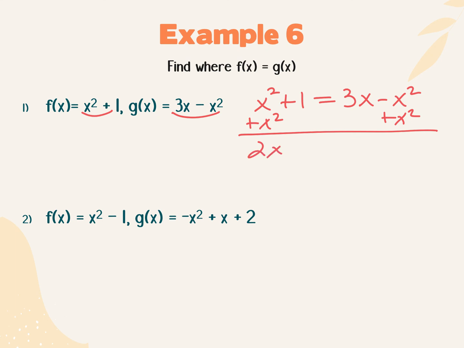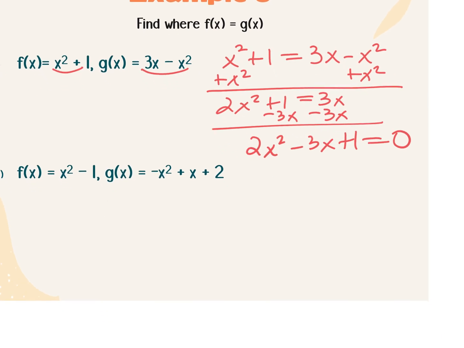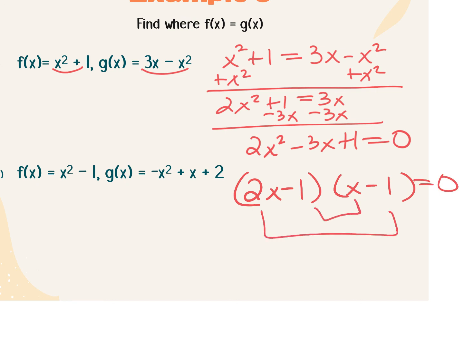I get 2x squared plus 1 equals 3x. Move the 3x. 2x squared minus 3x plus 1 equals 0. I now need to factor this thing. The numbers are small enough where I can guess and test. Factors of 2 are going to be 2 and 1. And then factors of 1 are just 1 and 1. And notice, to get a positive 1, they both have to be negative, because that's the sign of the middle. You can quick FOIL this, make sure everything looks good.